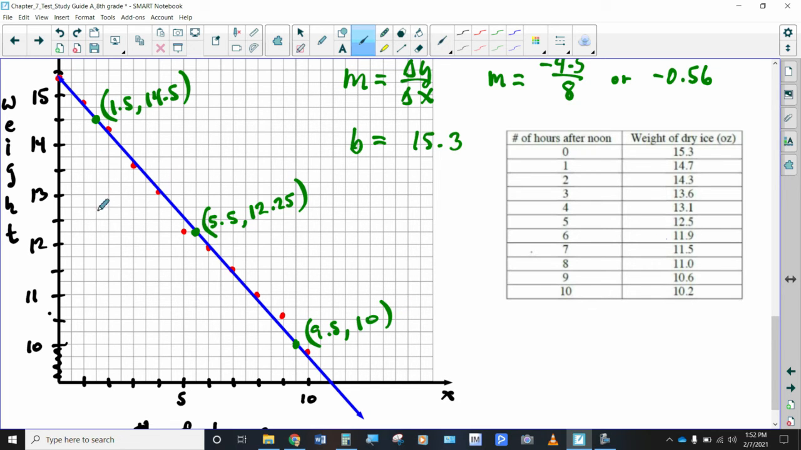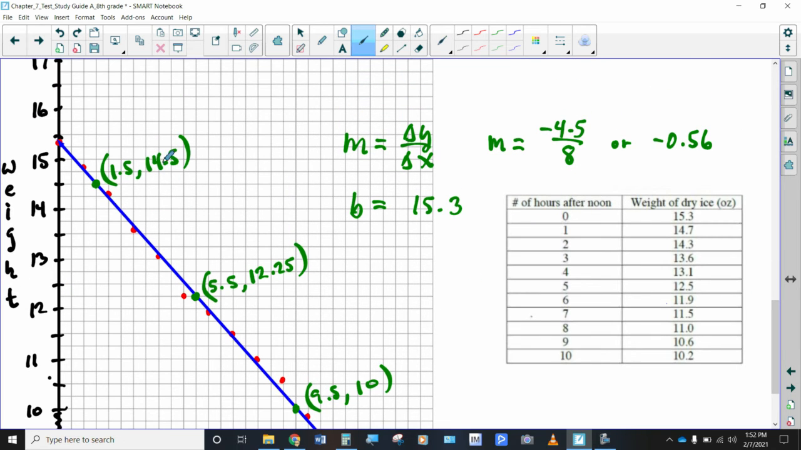So now choose in that line of best fit a couple of lattice points. I chose this one, which appears to be, what is this? 1, 2, 3, 4. So this one has to be 1.5, and that appears to be 15.5. This one appears to be 5.5 and 12.25. Oh, wait, no, I chose this one, didn't I? I went with this one and this one. So to go from 14.5 to 10 decreased by 4.5, and to go from 1.5 to 9.5 increased by 8.